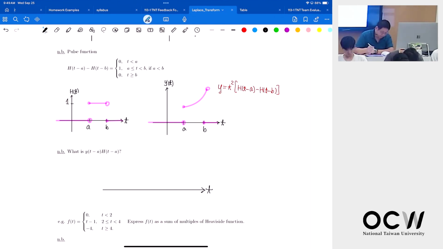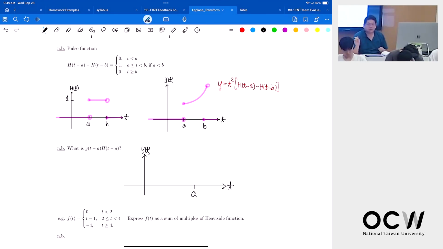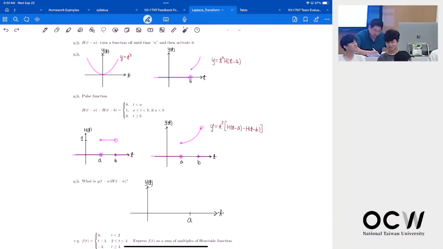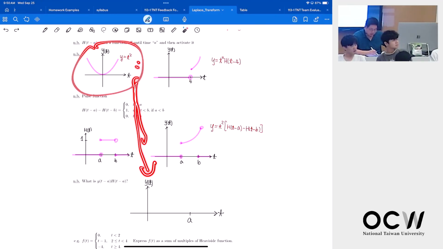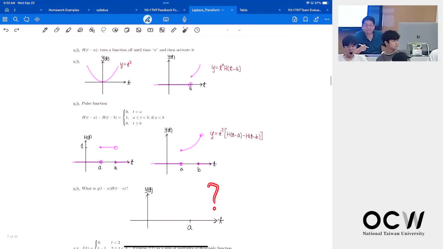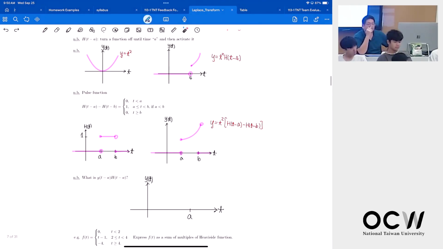Okay, I give you t, and here's y. And since we mentioned a, let's have an a here. Okay, let's go. If my y is t squared, then what is y of t minus a times the shifted Heaviside function? Show your answer on the screen.